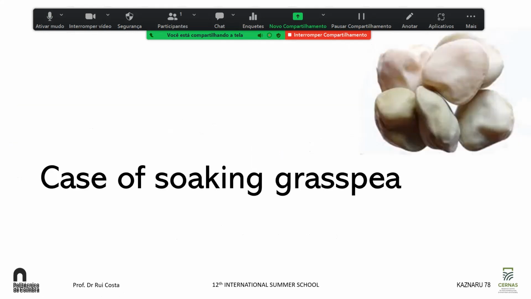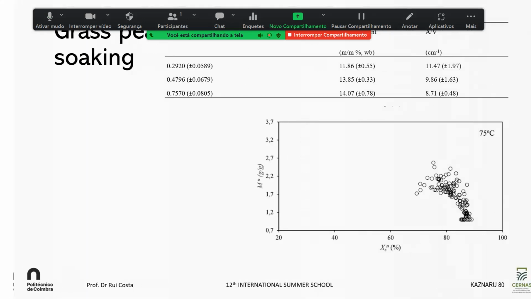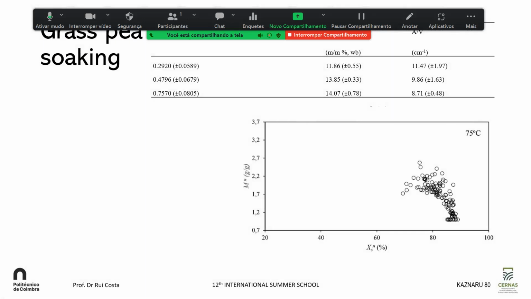In the case of grass pea, sorry, we apply similar models. The difference is that the data in grass pea vary much more than in chickpea. The replicates present a very high variation, and the errors are enormous. In this case, if we again plot the water fraction by the fraction of solids, we have a similar plot and a similar conclusion. We should look at this plot to decide when to stop soaking.